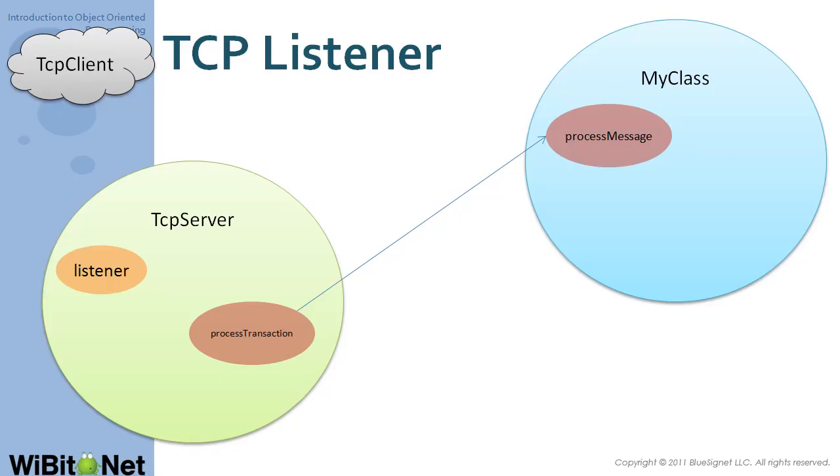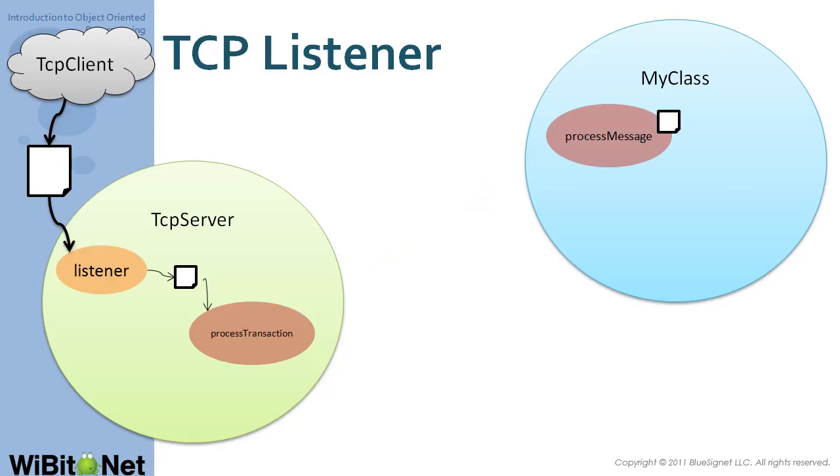Yep, exactly. So now when a TCP client sends some sort of packet, the listener receives that packet and sends it on to process transaction. Well, that's not going to be processed on the TCP server. That's actually going to be processed remotely by way of the delegate function in my class, in the remote code. Exactly. Very cool. So that will do its thing.